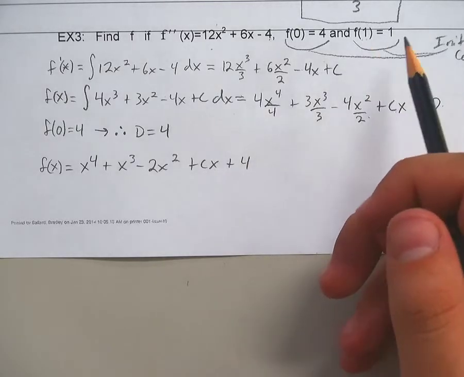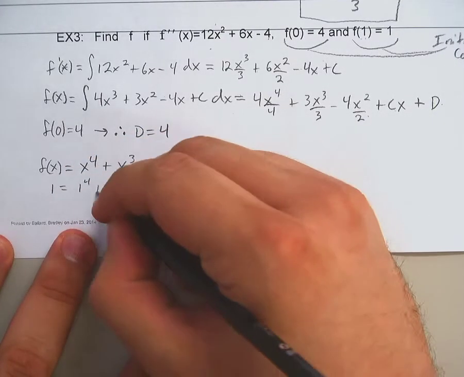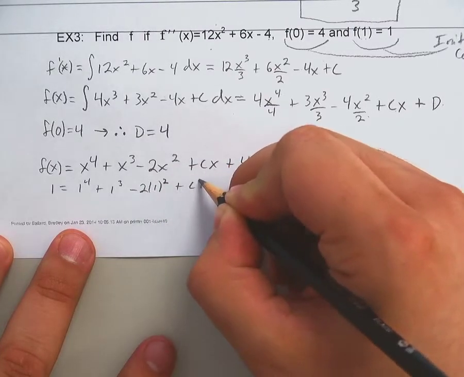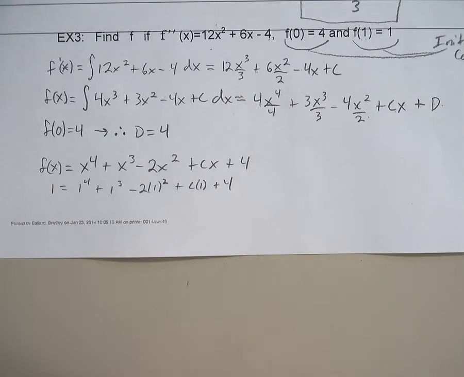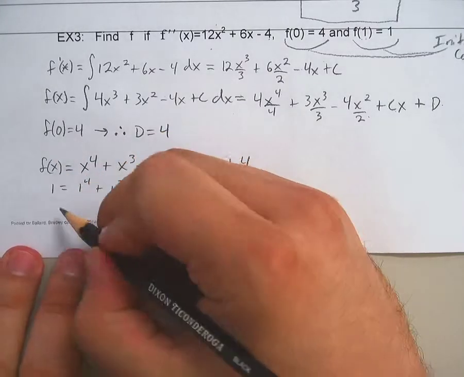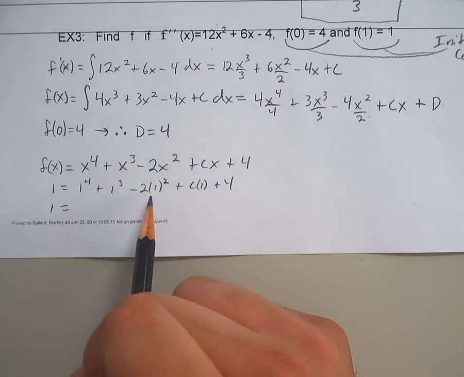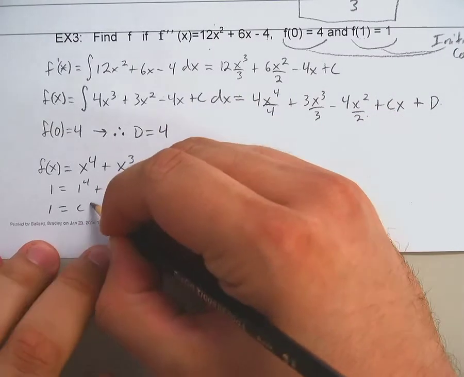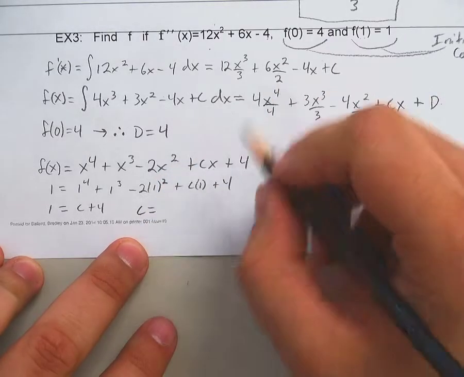Plug in a 1 for x and a 1 for y. 1 is equal to 1 to the 4th plus 1 to the 3rd, minus 2 times 1 squared, plus c times 1, plus 4. And then solve for c. So it looks like I've got 1 is equal to, let's see, 1 plus 1 minus 2, so those will all go away, plus 4. So it looks like I'm left with c plus 4. Bring your 4 over, and c is negative 3.